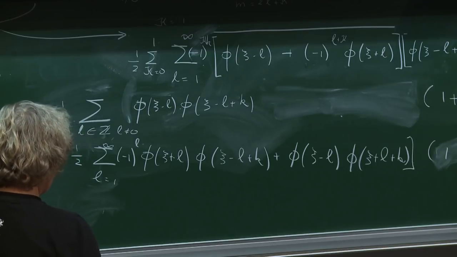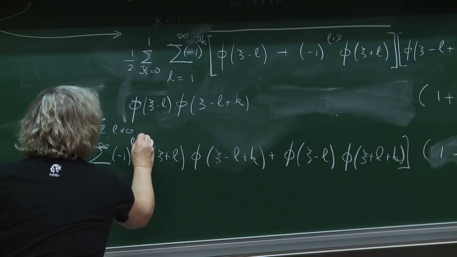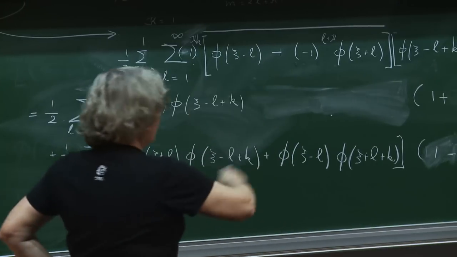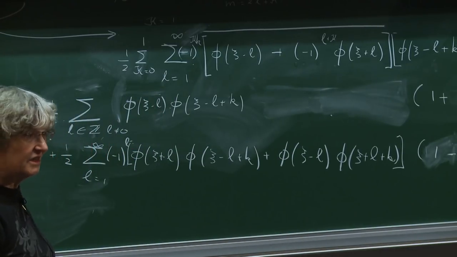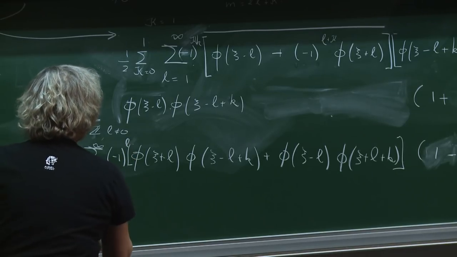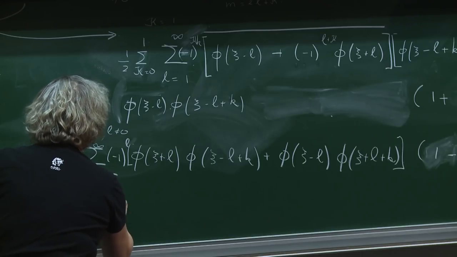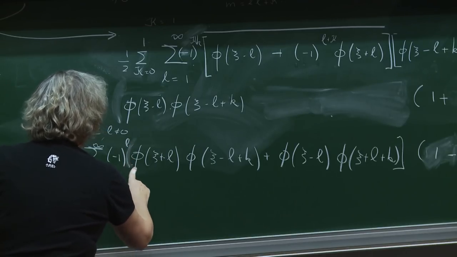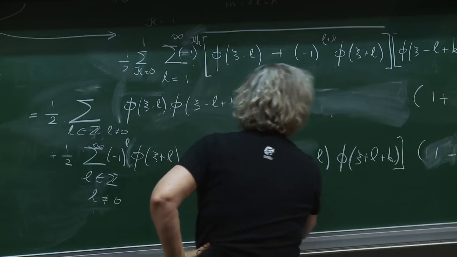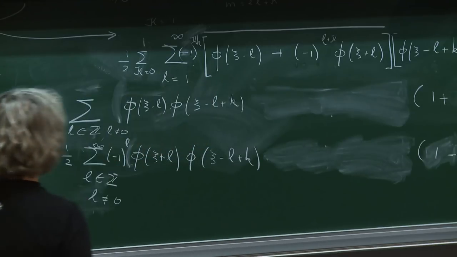And the same thing in the second. I mean, we have exactly the same expression with L changed sign. And so I have here L in Z, L different from zero. And that makes my expression a little bit less complicated again. Okay, wonderful.